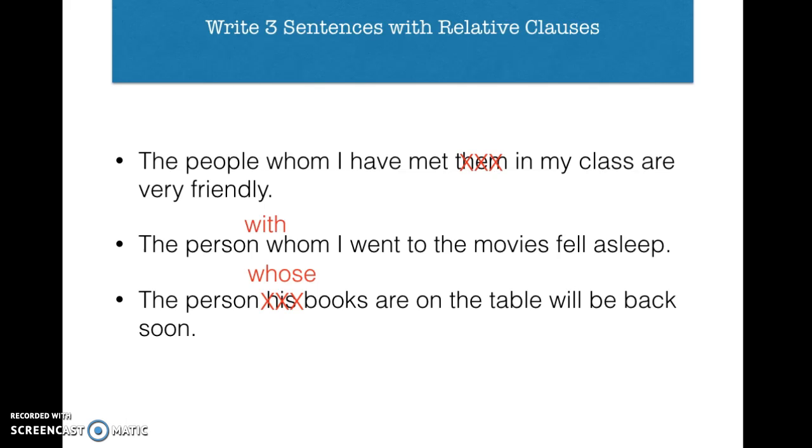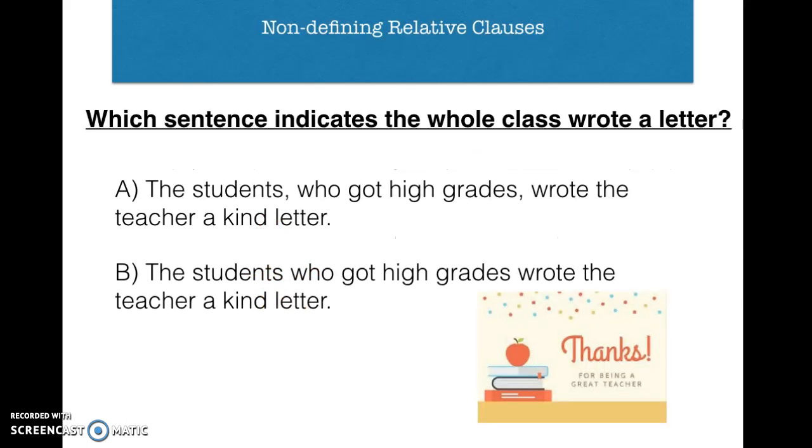Now these are all defining relative clauses. Let's have a look at non-defining relative clauses. A quick question for you. Which sentence indicates the whole class wrote the letter? So for A, the students who got high grades wrote the teacher a kind letter. In this case, this is commenting on all the students. All the students got high grades, and in this case, they all wrote the teacher a kind letter.